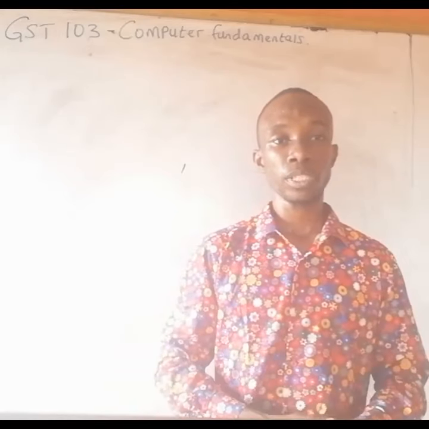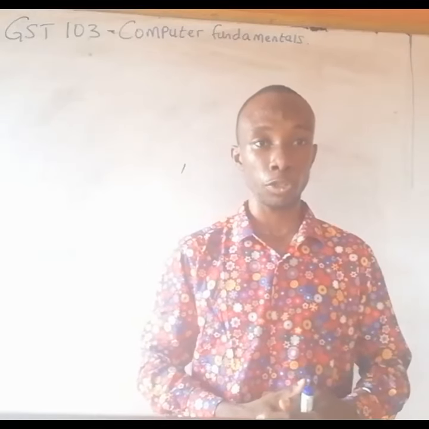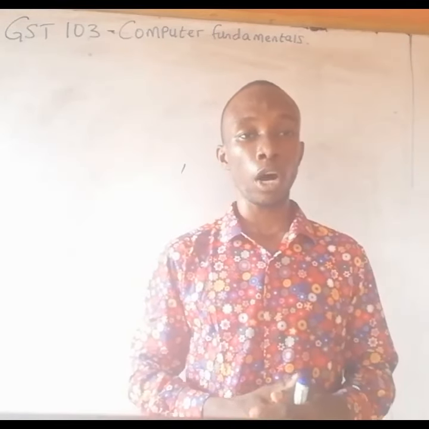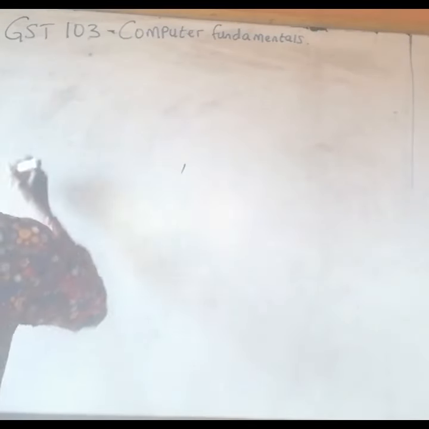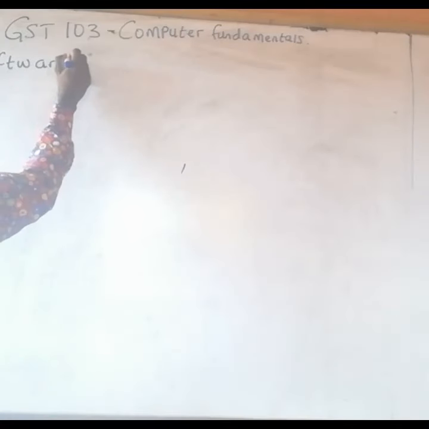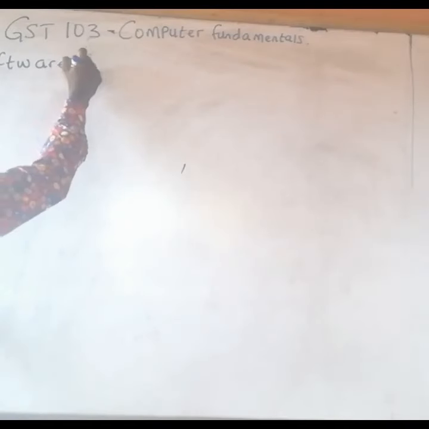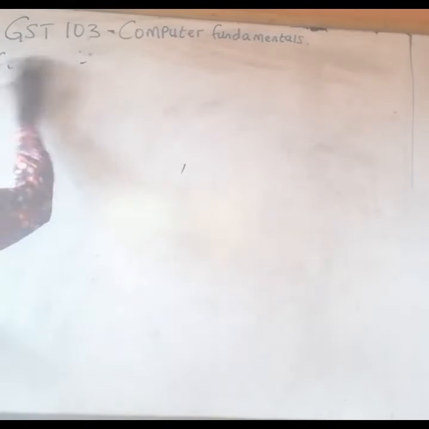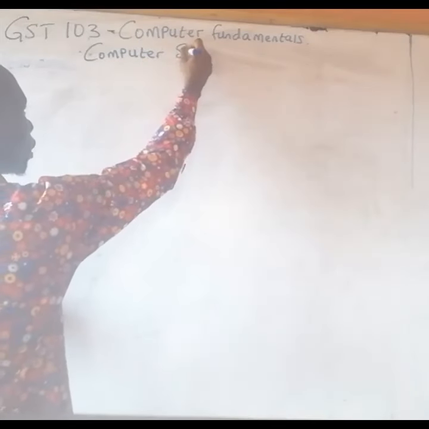When we defined software, we said a computer software is a series of instructions grouped into tasks, or multiple tasks. So let's first and foremost define the word software. The topic of today is computer software. Alright, now let's define the software. What is a software? Let me write the topic: Computer software.